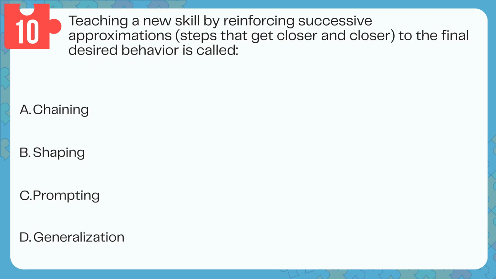Question 10. Teaching a new skill by reinforcing successive approximations, steps that get closer and closer to the final desired behavior, is called A. Chaining. B. Shaping. C. Prompting. D. Generalization.